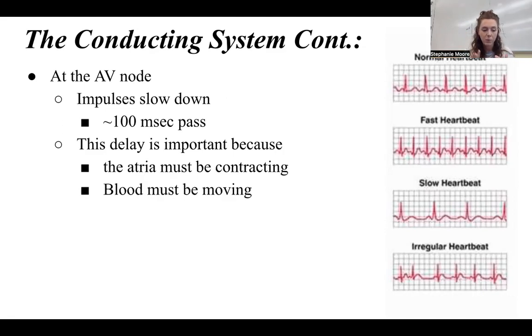Because blood has to be moving, the atrium have to contract, right? All of that has to happen first before the ventricles even start contracting. We don't want them to contract at the same time. That is why at the AV node, atrioventricular, it's going to slow down, so the atrium have all of that time to do a complete contraction cycle.